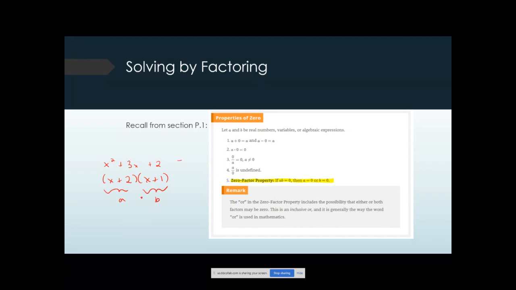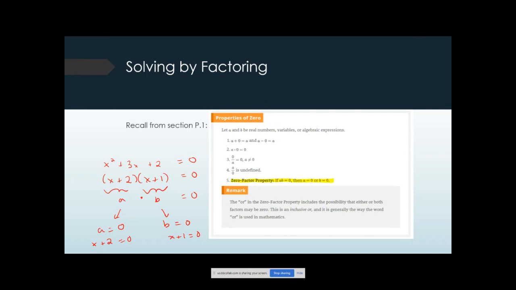So if this was something that was equal to 0, then we now have a times b equal to 0, which means a is equal to 0 or b is equal to 0, which, oops, I wrote a equals b. A is equal to 0. And if we look at what actually a is, that gives us x plus 2 equals 0, x plus 1 equals 0, and then you would solve those for x. So that's the zero factor property, and we're going to use that to solve by factoring.